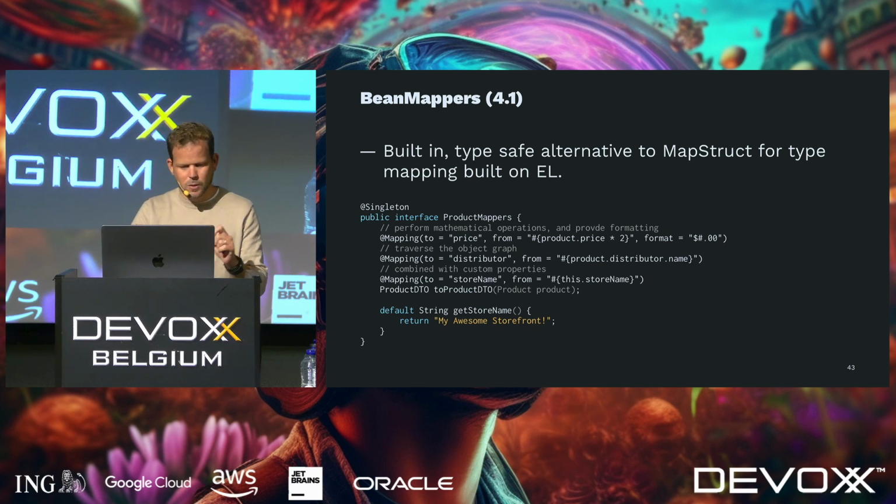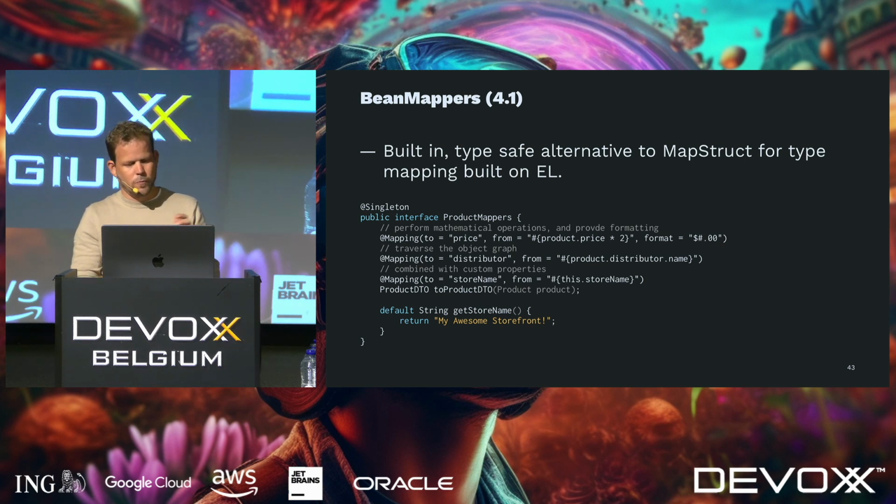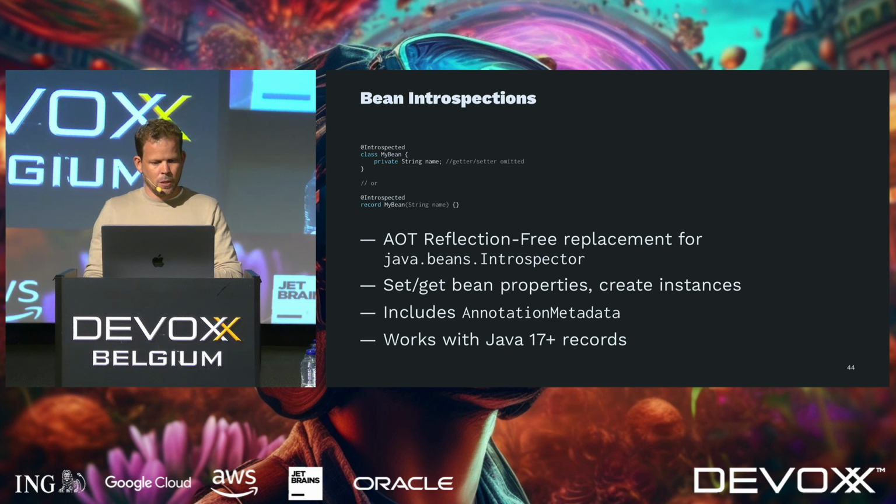I have another demo of this. So this is a Micronaut 4.1 feature where you can, I don't know if you've used MapStruct, but basically you can define mappings between one object and another in Micronaut 4.1 without depending on MapStruct or anything. And I'll do a demo of that a bit later.